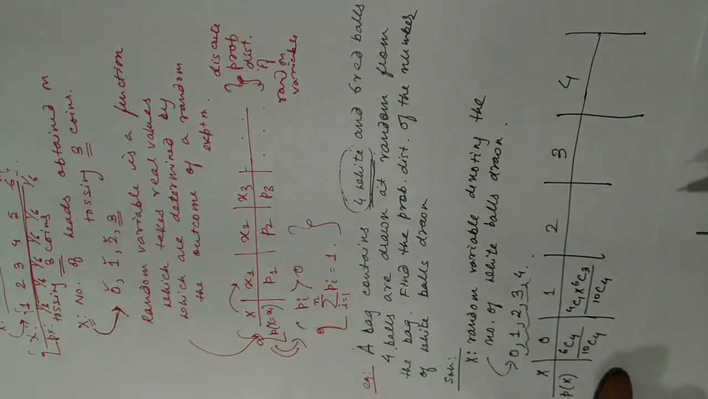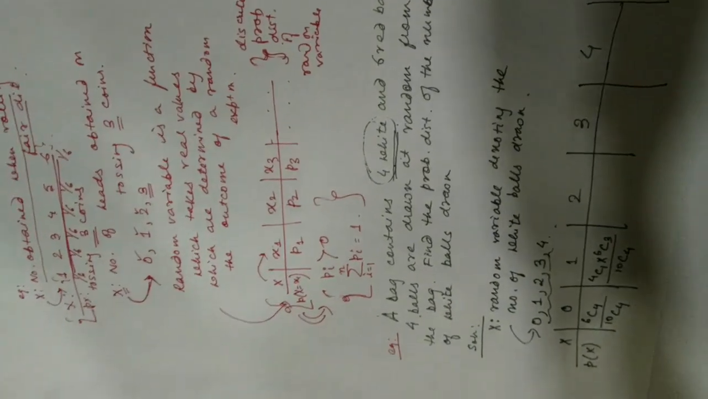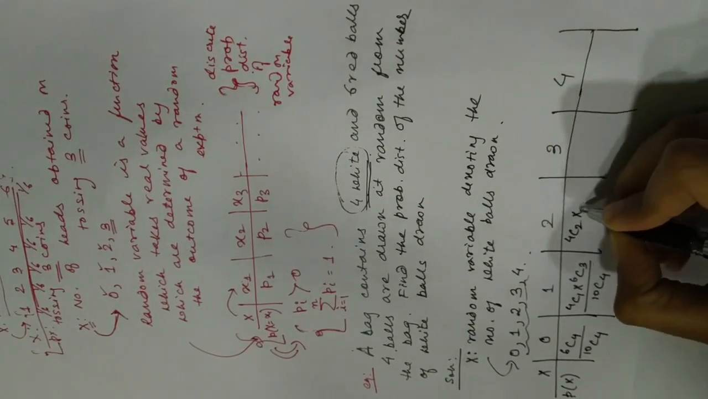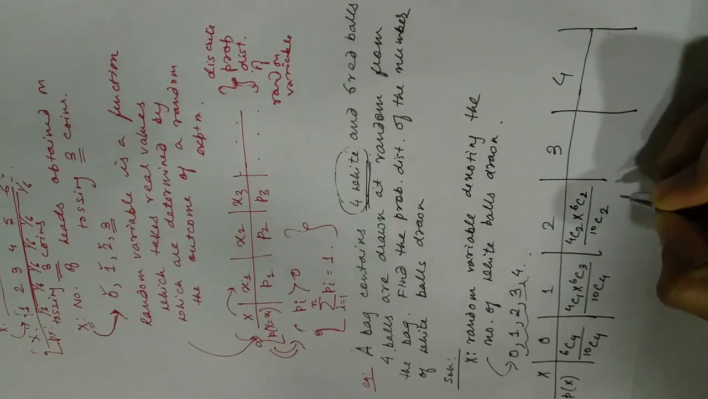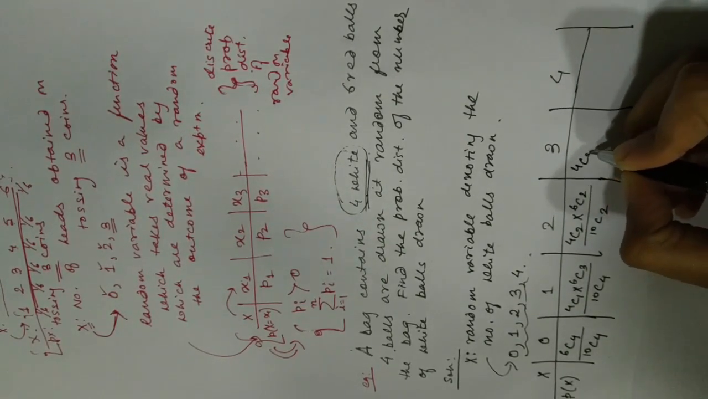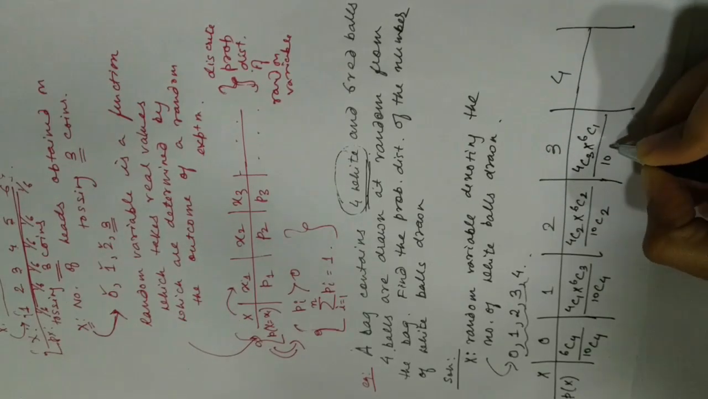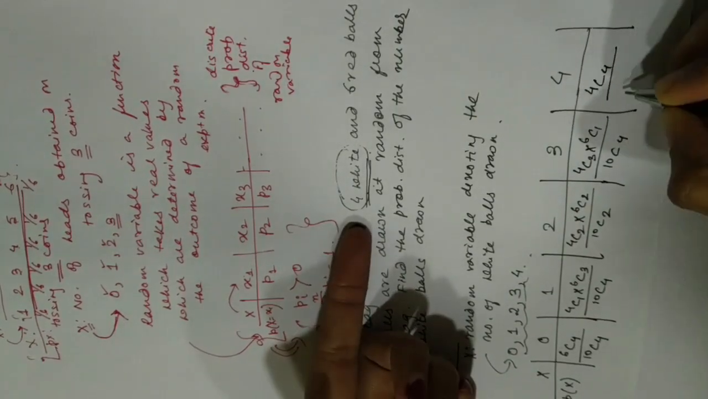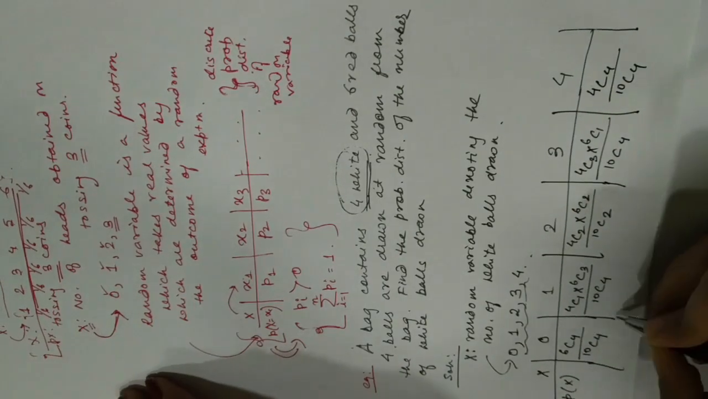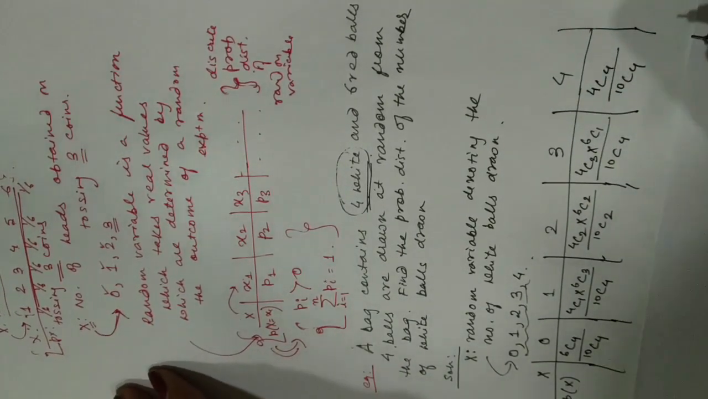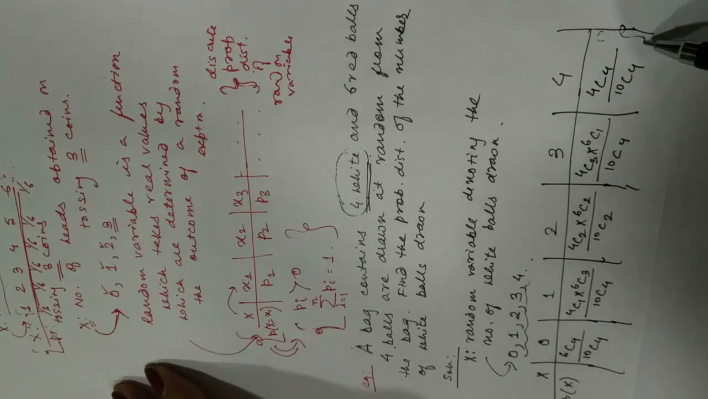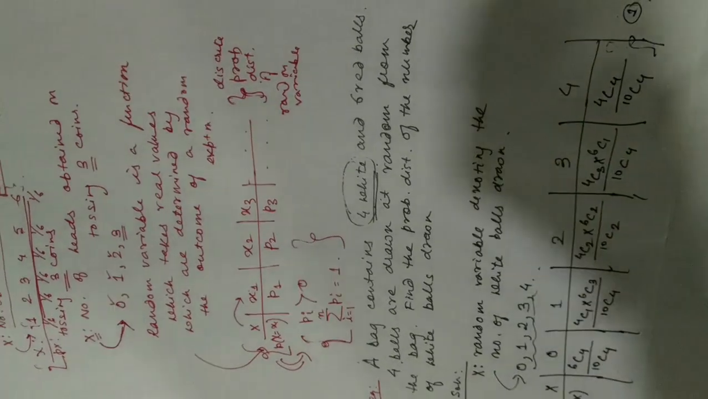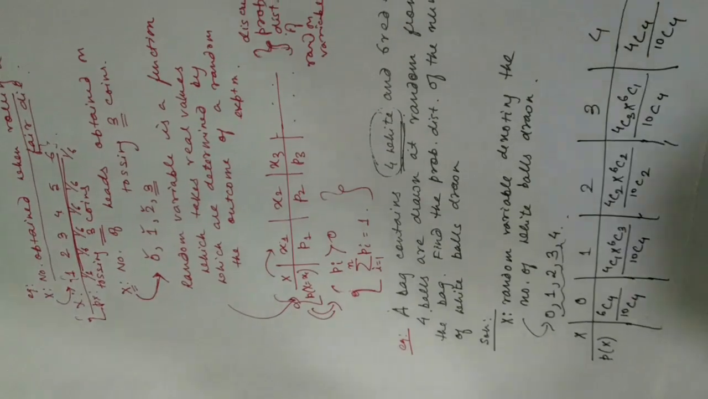I hope you all are very well acquainted with this kind of problem, so I'm not explaining much over here. Drawing 2 white balls is 4C2 into 6C2 divided by 10C4. Drawing 3 white balls is 4C3 into 6C1 divided by 10C4. And drawing 4 white balls is drawing all the 4 white balls from the 4 white balls available. These are our respective probabilities, and obviously if you add these probabilities, you will get 1. So this is the probability distribution. This is how you need to solve problems like this.